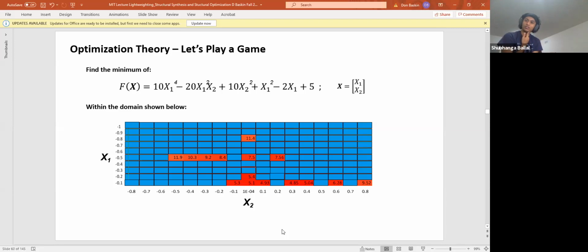Now check 0.02, or yeah, 0.2. Okay, so that's the minimum. Okay. 4.84 is the minimum within this domain of that function. Okay, so that was very interesting.